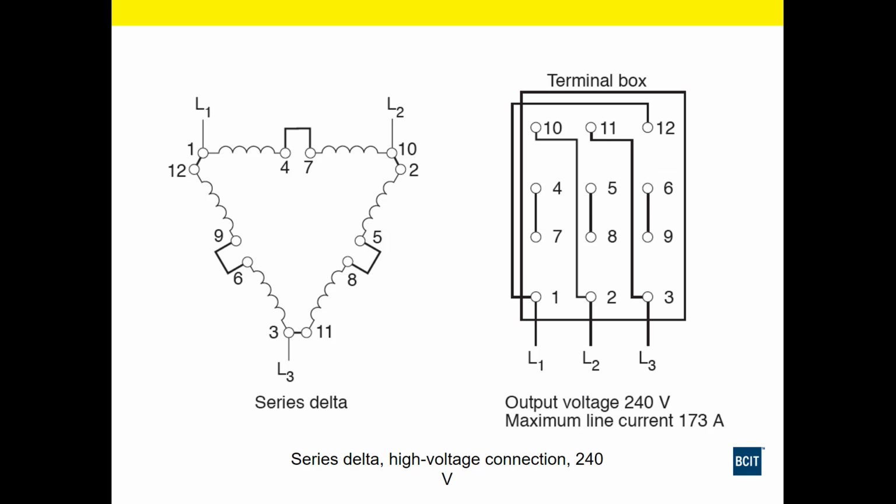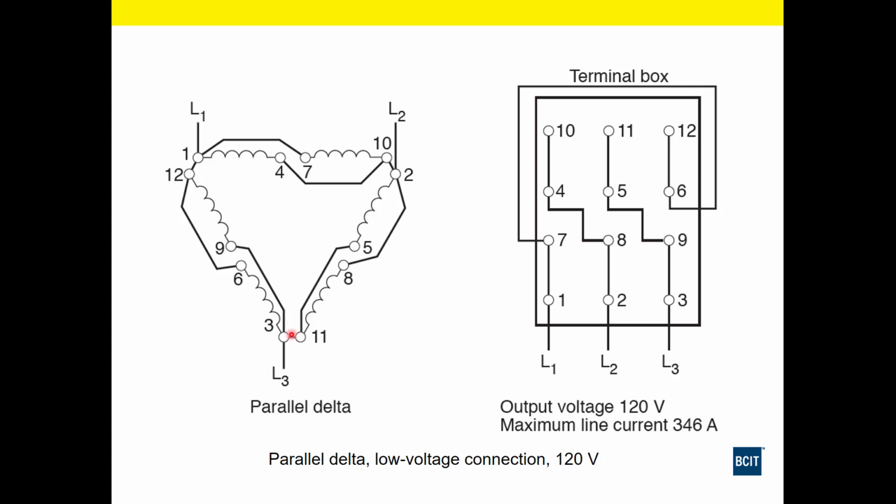Now we have a delta high voltage. Same windings, let's say they're 120 volts. Well, to get our 240 volts out of it, we have to series these up, and we're connecting a delta connection. Let's say our maximum line current is going to be 173. On the previous slide, our maximum line current was what? Did you guys catch that? 100 amps.